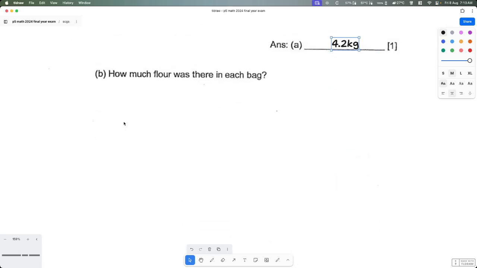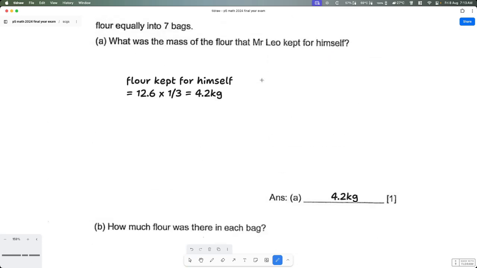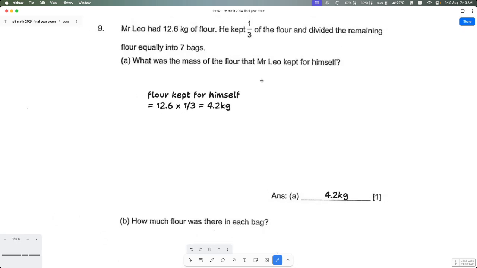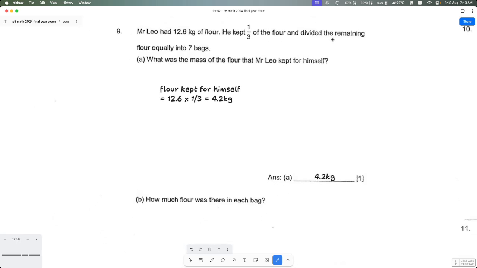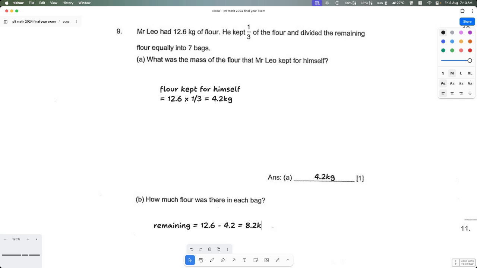Okay, it says here, how much flour was there in each bag? So if I were to zoom out a bit, the remaining is equally divided into 7 bags. So that means remaining is equal to 12.6 minus 4.2, and this will give us 8.2 kilograms.